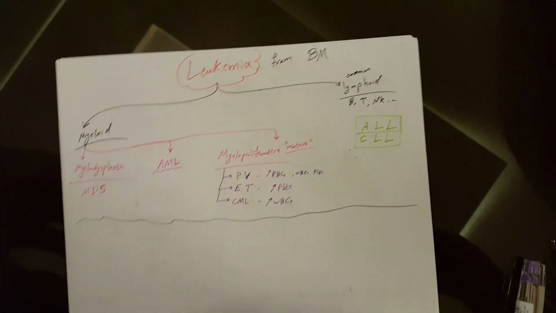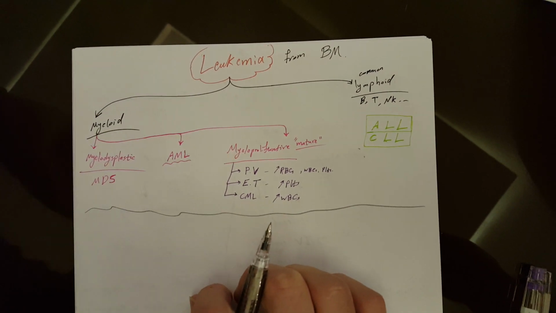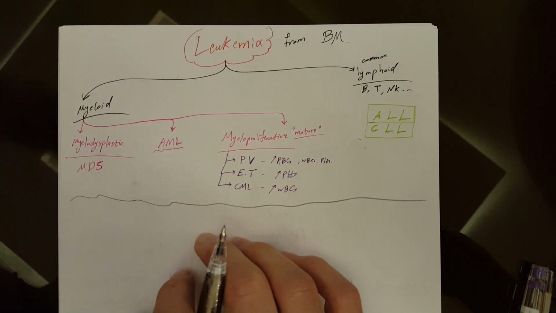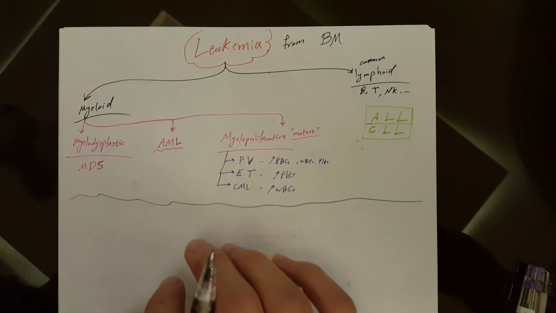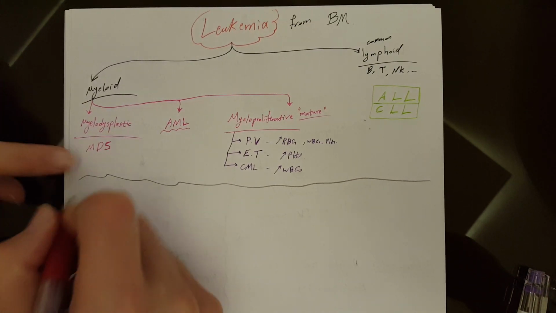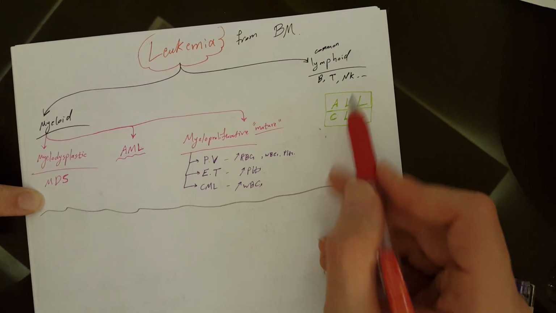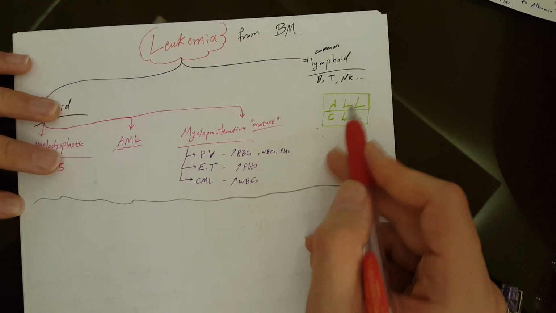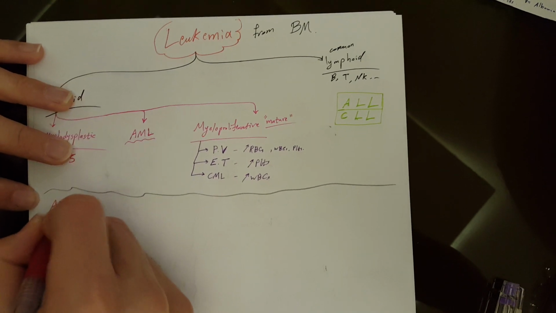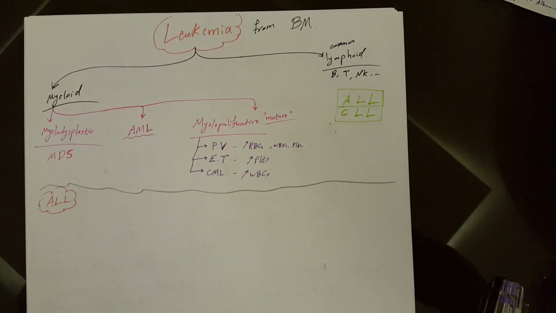And now we will start with the diseases themselves. And the first one that we will mention is what? AML. Or actually, let's get rid of those, okay? Let's talk about ALL and CLL first and then get rid of them. So, first one is ALL.